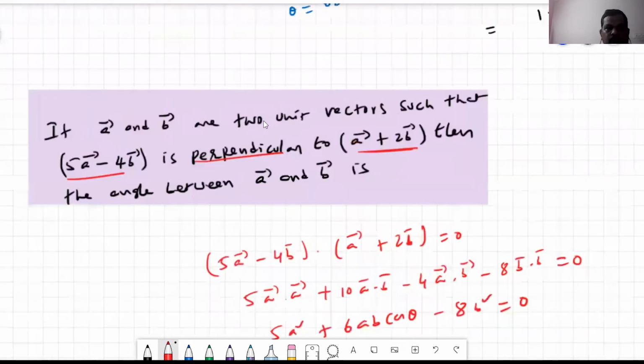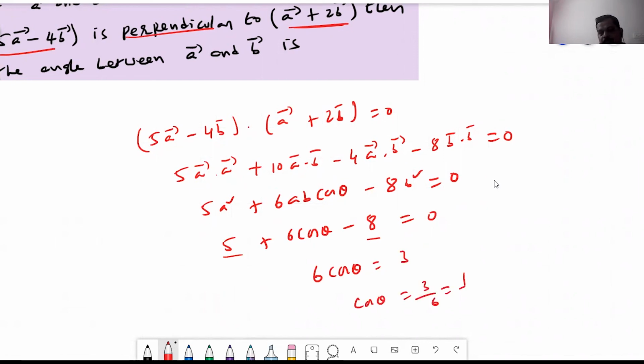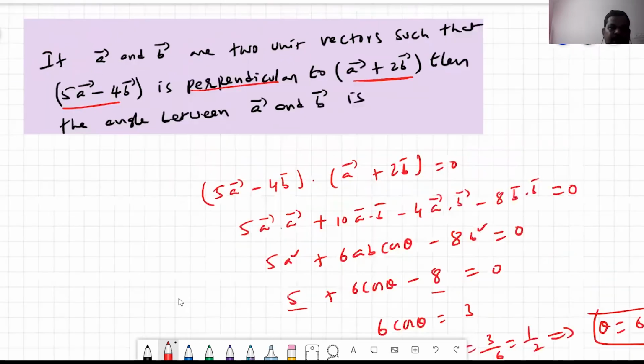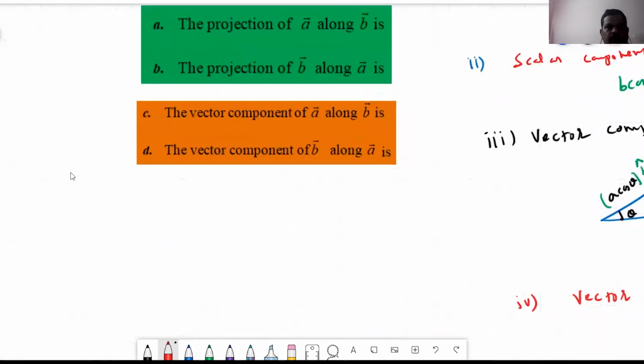But it's given that these are two unit vectors. So a is 1, b is 1. Now let's substitute. So 5 plus 6 cos theta minus 8 is equal to 0. So 5 minus 8 is minus 3, take the 3 to that side. So 6 cos theta is 3, cos theta is 3 by 6, so 1 by 2. That implies theta is equal to 60 degrees. This is another important model. So these are some important problems that we discussed today in the class.